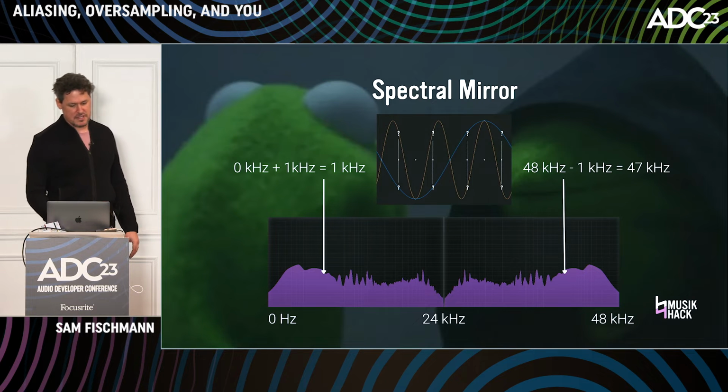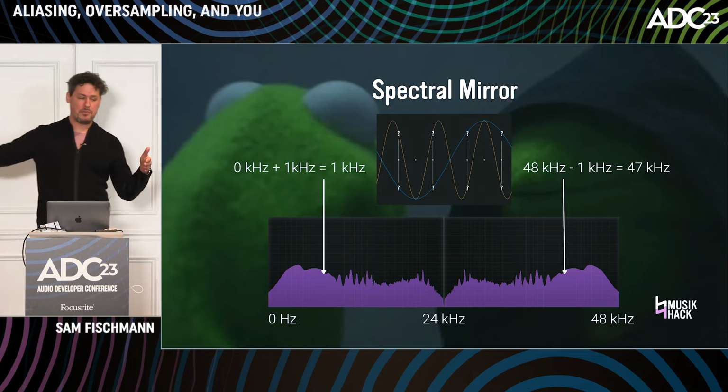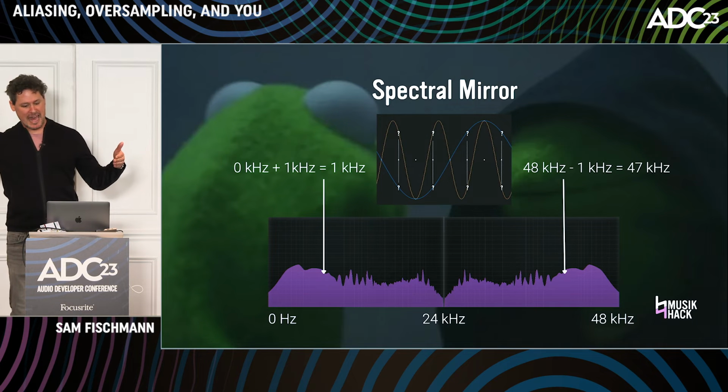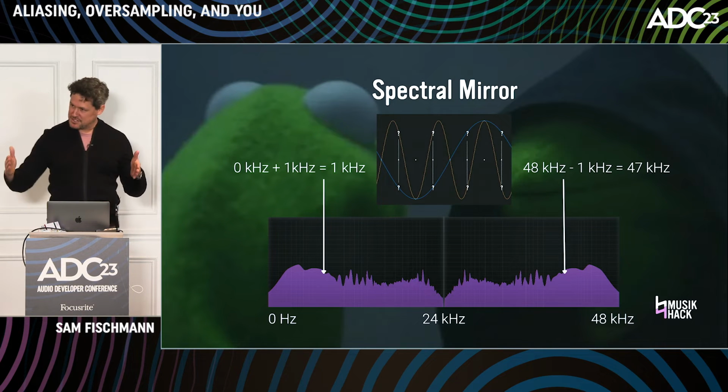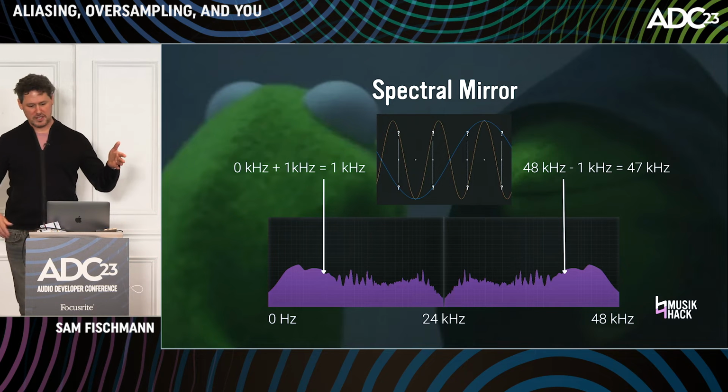The math here is real quick. If you have 1 kilohertz, I'm just illustrating the mirror aspect at the top minus 1 kilohertz. So if you oversample to 48K, you'd have it at 1 kilohertz, and its representation in the mirror would be at 47K.